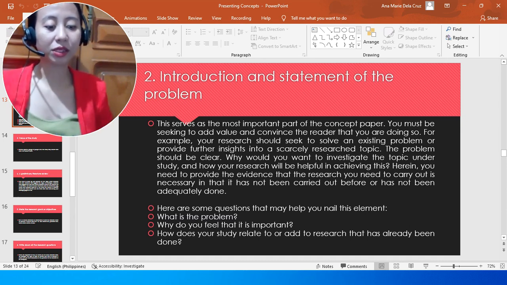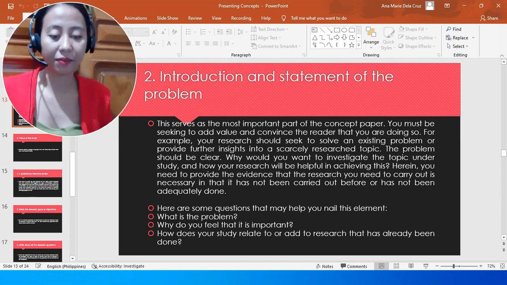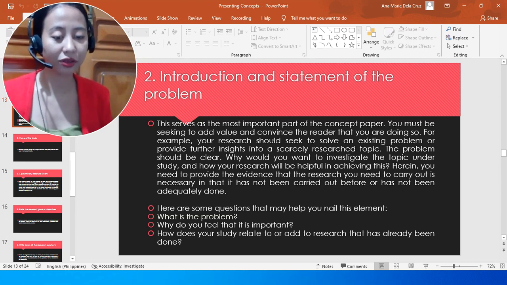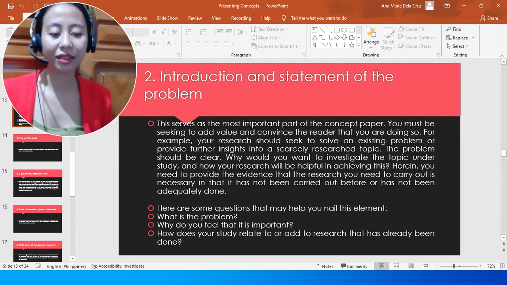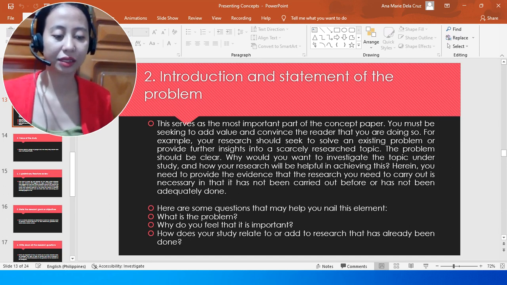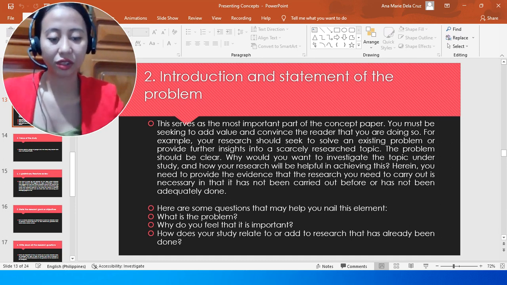Here are some questions that may help you nail this element. Here. What is the problem? Anong problema? Okay? Ano yung, saan ka nako-curious? Na nako-curious din yung readers mo. Why do you feel that it is important? The importance, the value. Okay? Next. How does your study relate to or add to research that has already been done? Okay. Dapat na i-relate mo din siya sa ibang research.